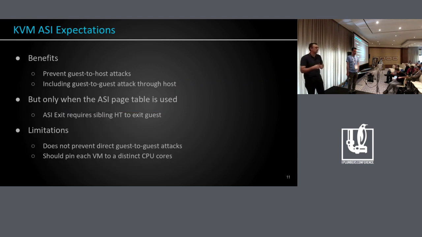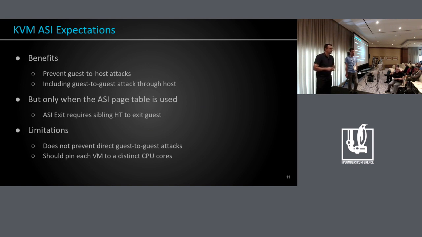Benefit: this prevents the guest to host attack. This also prevents guest to guest attack through the host. So if you attack the host, you won't see any data from other guests. But this is only valid when the ASI page table is effectively in use. As I was saying, as soon as you exit, you need to make sure that the other thread is running something where it cannot attack your kernel, so exit the VM. This is something we haven't implemented yet, but we will need some interaction with the scheduler or part of the co-scheduler to make sure there's no issue.